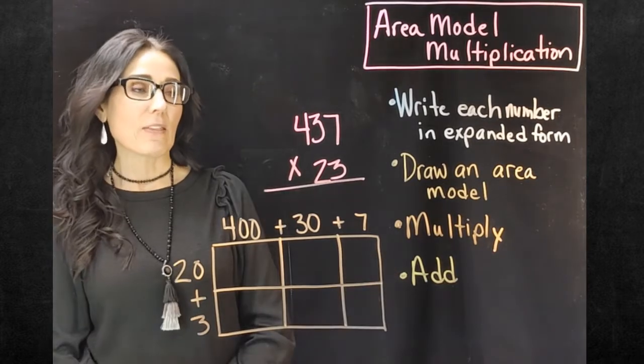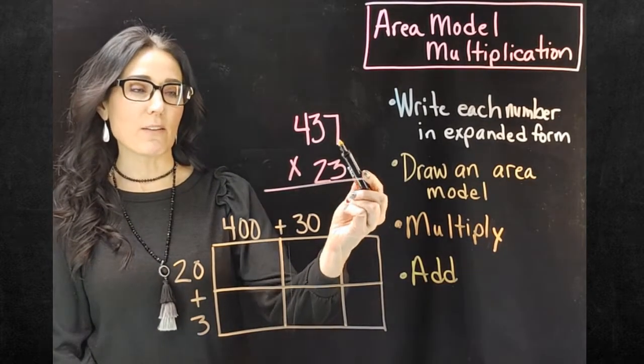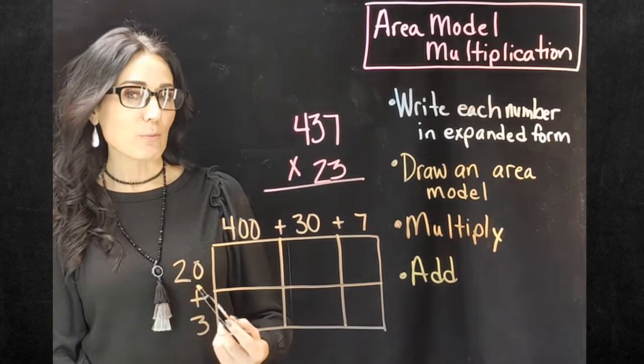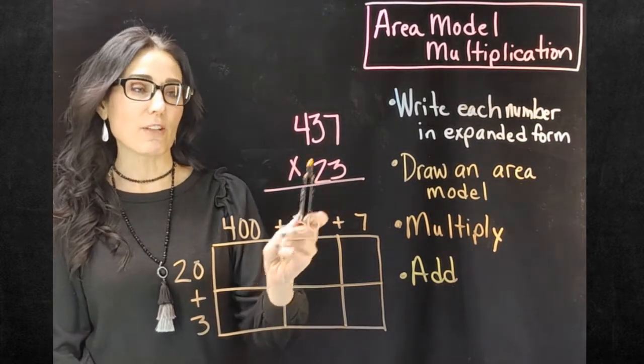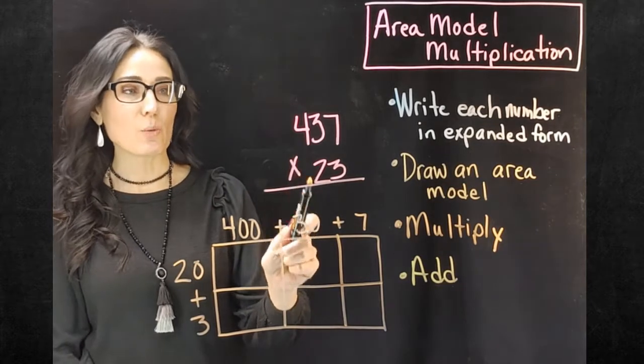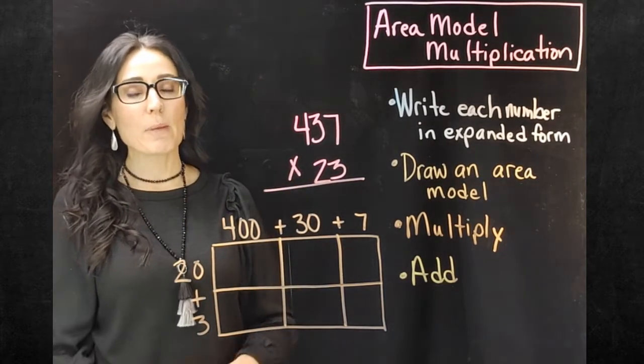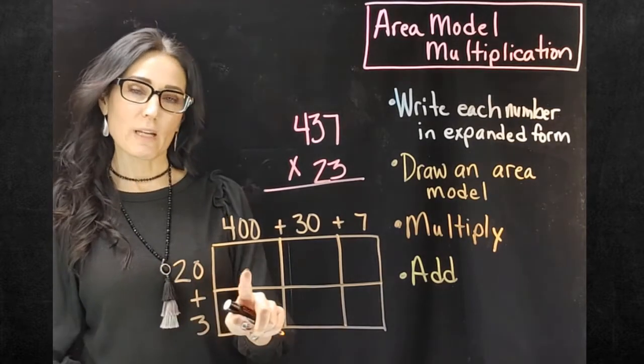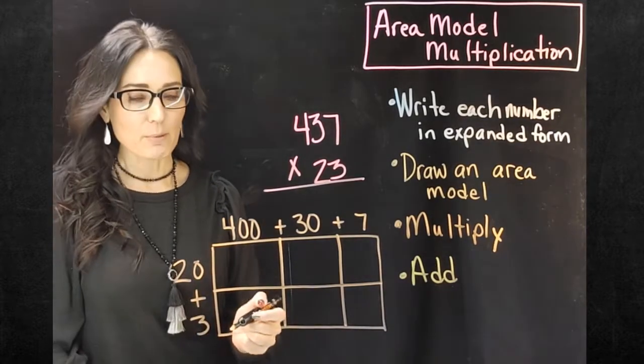side. And that's because we're going to take 3 times 7, 3 times 30, and 3 times 400. Then we're going to take 20 times 7, 20 times 30, and then 20 times 400. We need to make sure we multiply all the numbers. So let's go ahead and get started here and write out our problem.